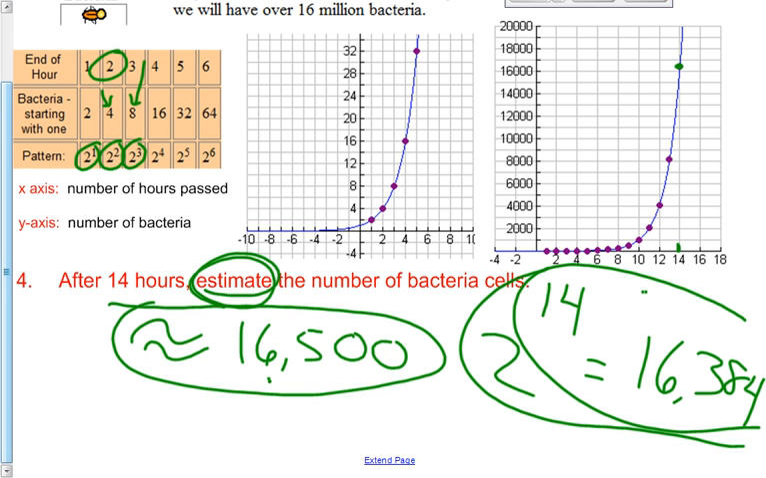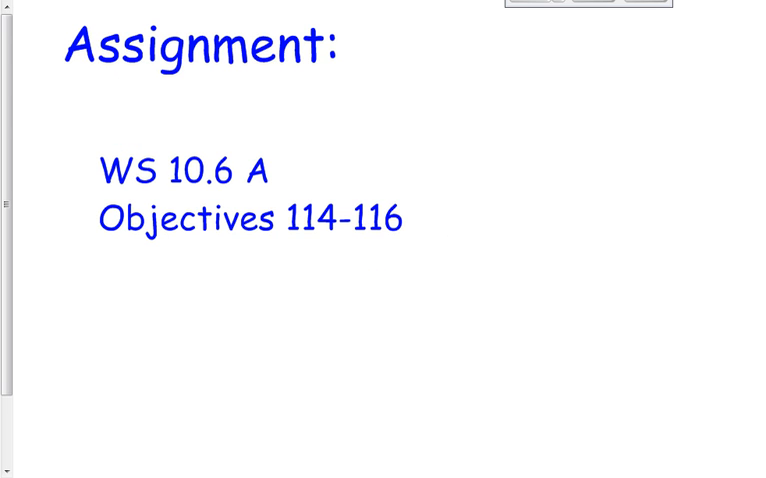So this is just interpreting these graphs, not too difficult. Our assignment is going to be a worksheet that is very similar to these notes. 2 problems on graphing, 2 problems on interpreting the graph. You also have your last of the Excel math objectives for this chapter. It's objectives 114 through 116. Be sure to let me know if you have any questions on that when you get to class tomorrow.